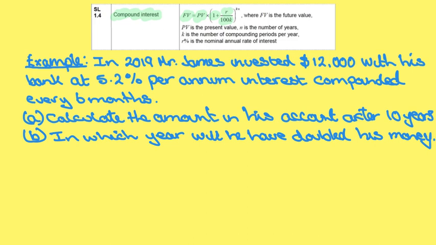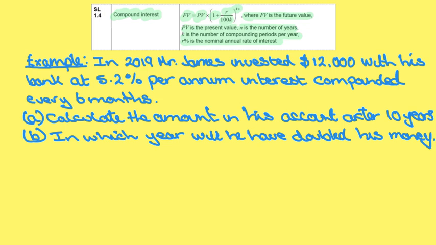raised to the power of kn, where FV is the future value, PV is the present value, what it's worth now, n is the number of years, k is the number of compounding periods each year. So if it's compounded every year, k would be 1. If it's compounded every 6 months, k would be 2. If it's compounded every quarter, k would be 4. And r% is the nominal annual rate of interest.